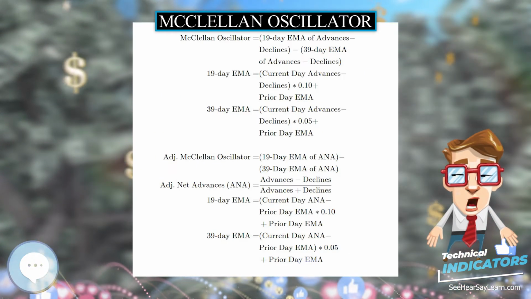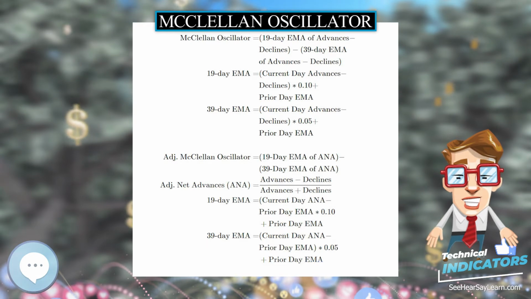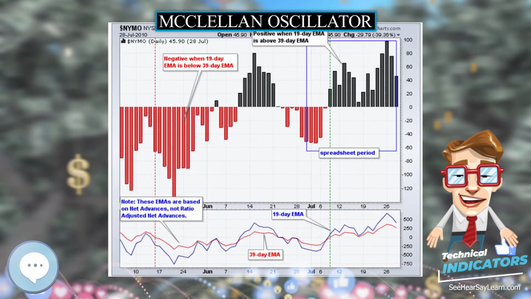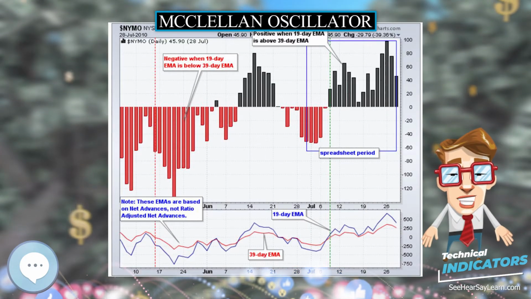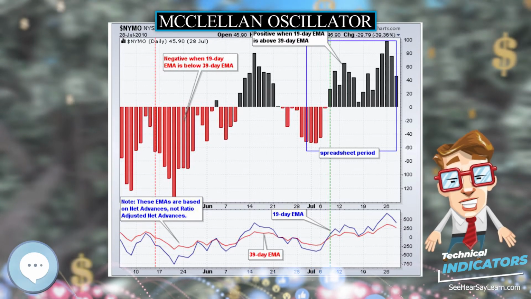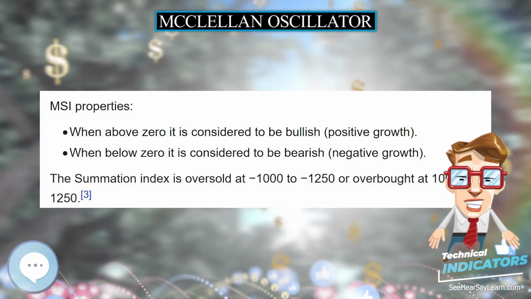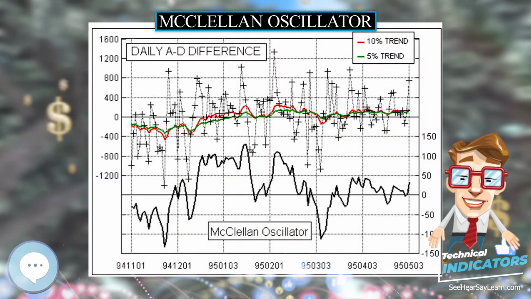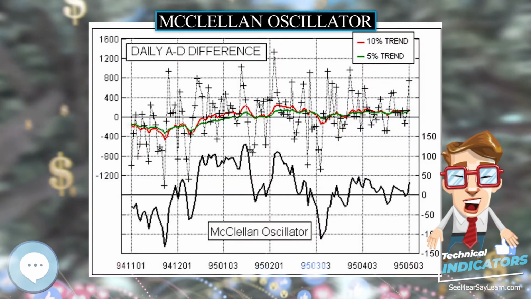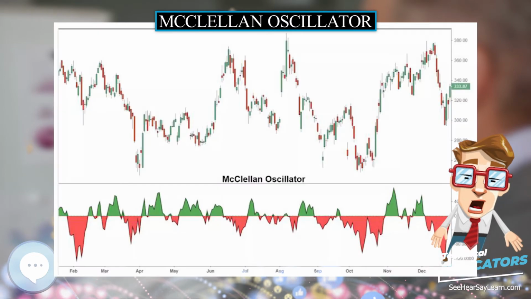McClellan Summation Index. The McClellan Summation Index, MSI, is calculated by adding each day's McClellan Oscillator to the previous day's Summation Index. By using the Summation Index of the McClellan Oscillator, you can judge the market's overall bullishness or bearishness.